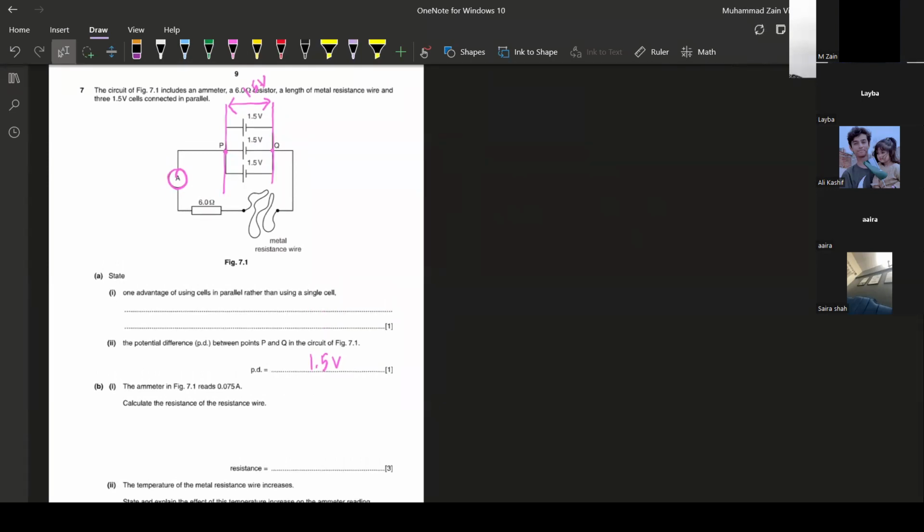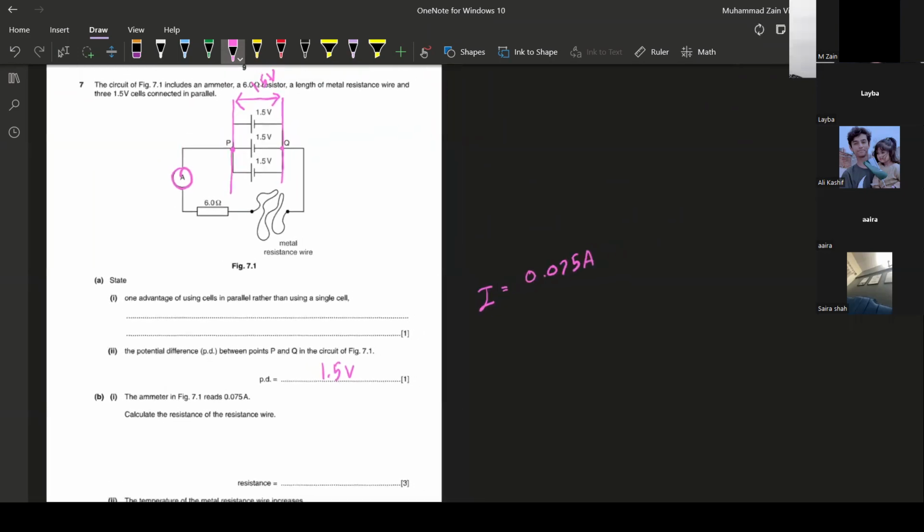Okay, so I know the current in the circuit. The current is equal to 0.075 amperes. And one thing I also know is that if the circuit is in series, the same current flows throughout the circuit. So the same current would be here, here, and here. If the ammeter is reading 0.075 amperes, that reading is constant throughout the circuit. Now I've also found the potential difference across the circuit, which is V equals 1.5 volts.